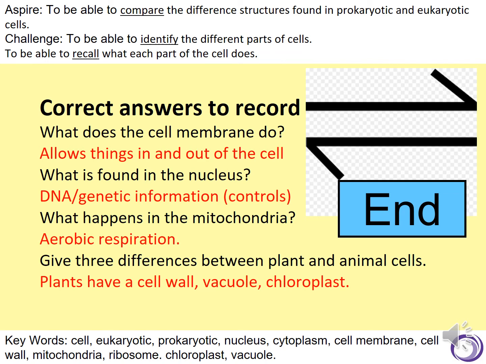And you can then do something strange with your hands, doing an impression of that double arrow thing on the right hand side. What's the nucleus do? It controls what's inside the nucleus. So really there's two answers to questions there. What happens in the mitochondria? Aerobic respiration. And give three differences between plant and animal cells: a cell wall, a vacuole and a chloroplast.